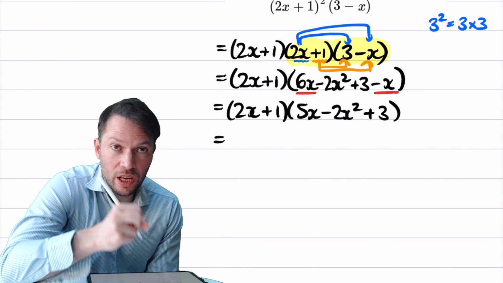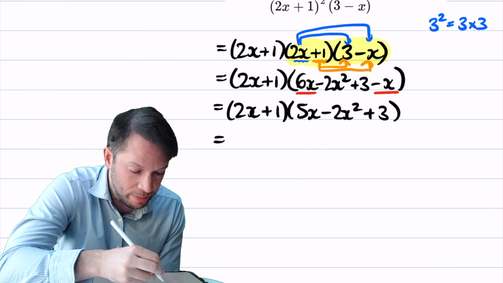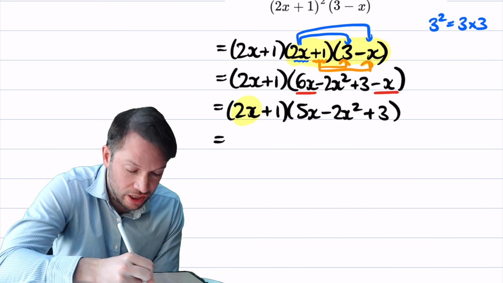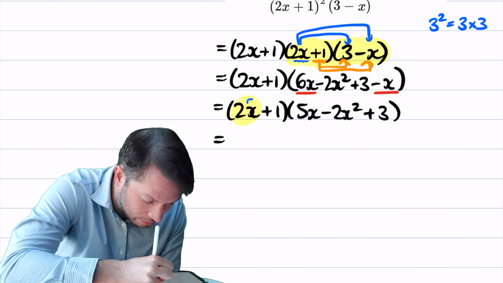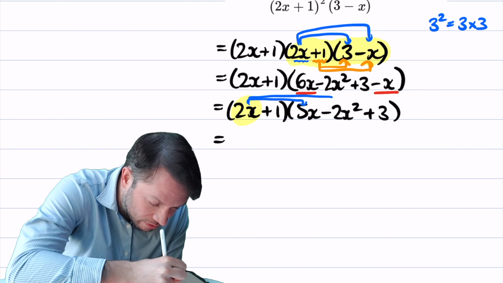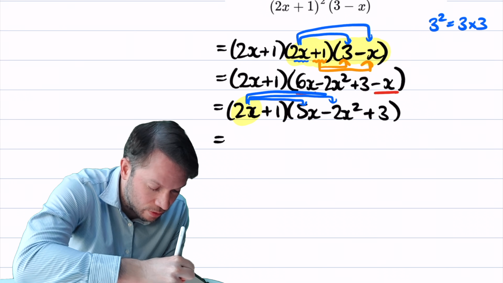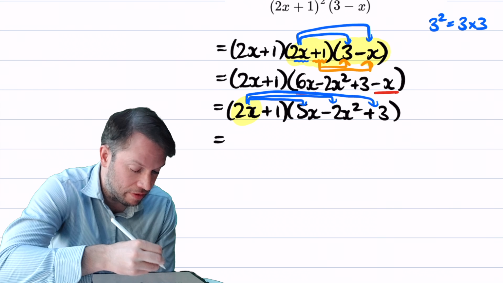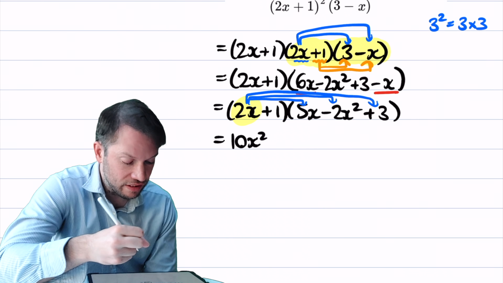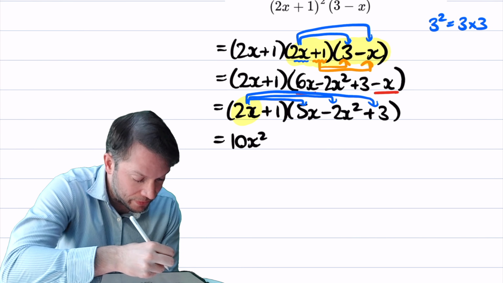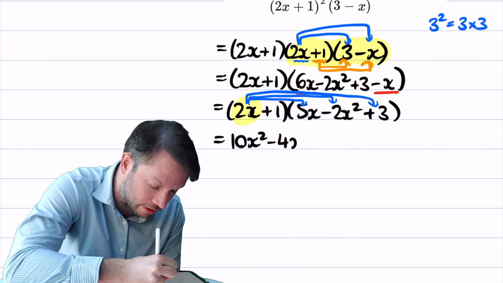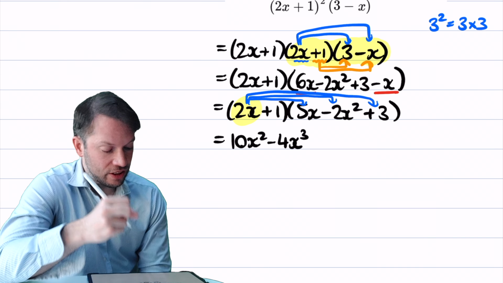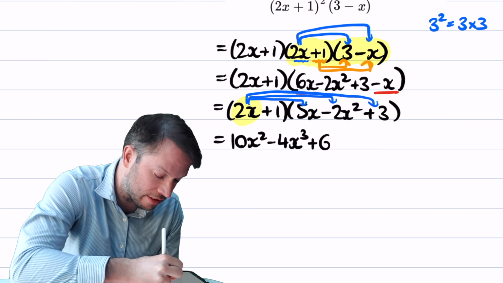We do each term in the first bracket multiplied by each term in the second. So I'm first going to do this 2x multiplied by each term in the second bracket. So I'm going to do the 2x times the 5x, the 2x times minus 2x squared, and the 2x multiplied by plus 3. Now 2x multiplied by 5x is 10x squared. 2x multiplied by minus 2x squared is minus 4x cubed, because x times x squared is x cubed. And 2x times 3 is plus 6x.